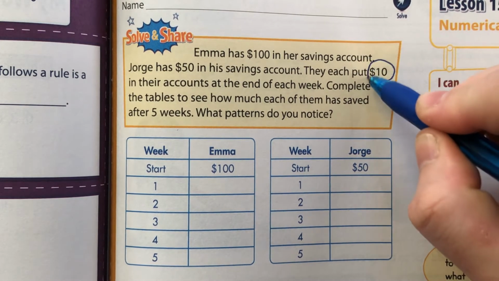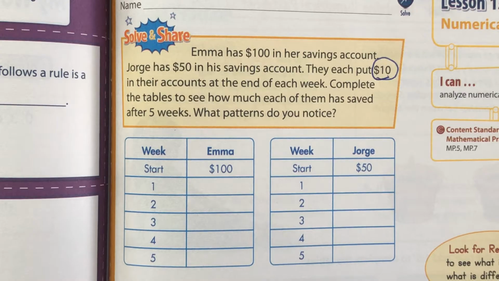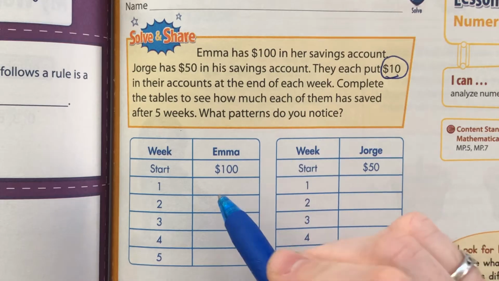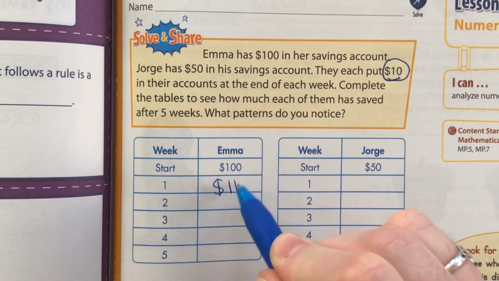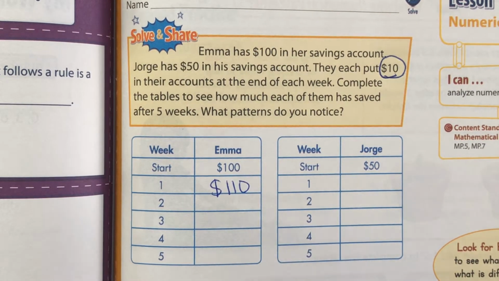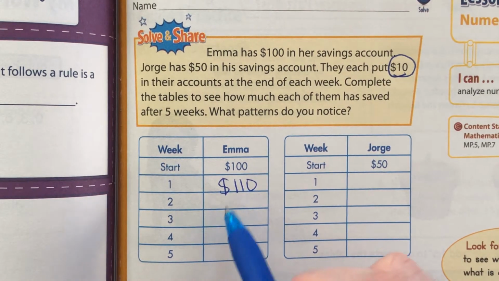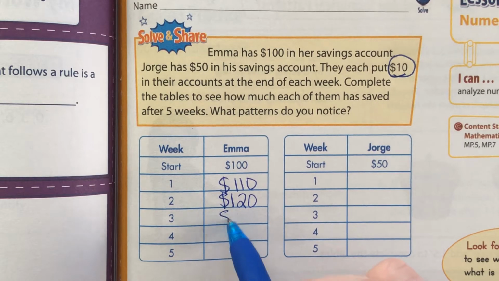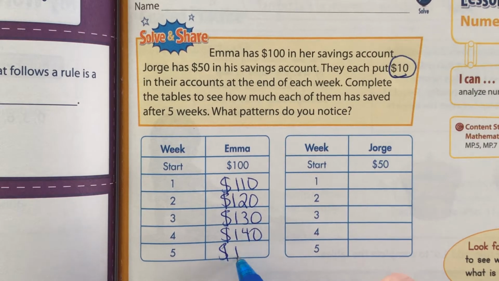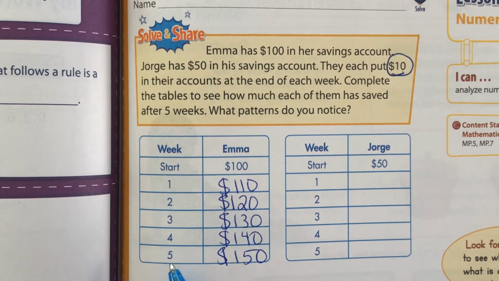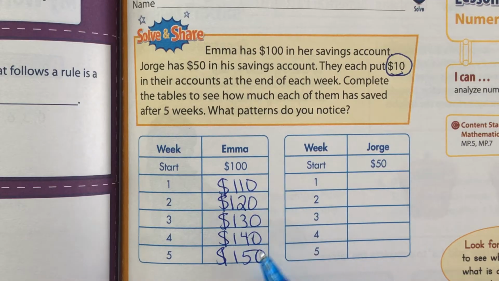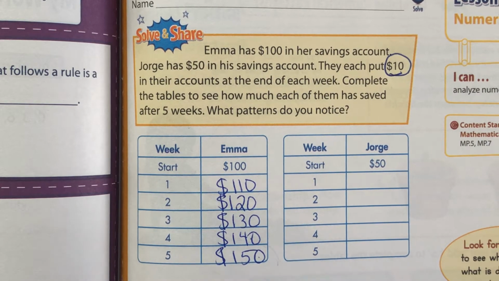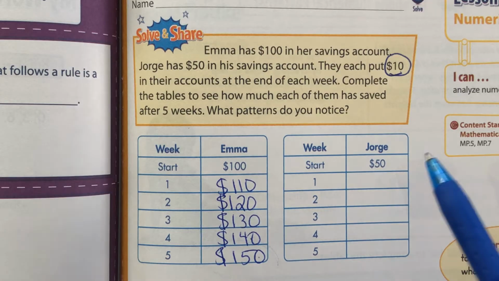Well, $10, okay? So we have to add. So if she had 100, she adds $10. Now she has $110. And you keep going. Week 2, another $10, $120. Week 3, another $10, $130, $140, $150. So after 5 weeks, adding $10 each week, okay, $150 she has saved. Now let's look at Jorge.